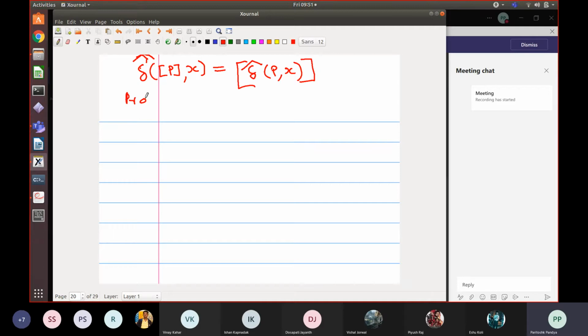And the proof is by induction on string X, right? So what is the base case?